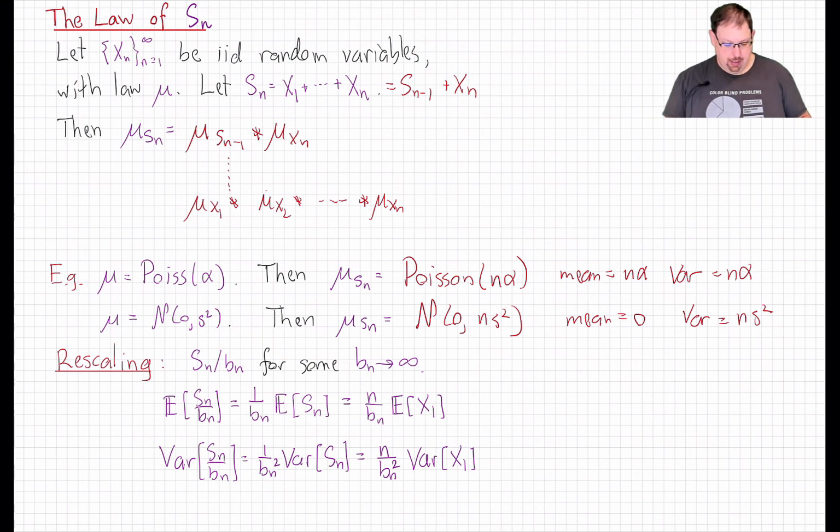Then we can just quickly calculate, of course, that the expected value of this renormalized sum, by linearity, is going to be n over bn times the expected value of any one of the terms in this IID sequence. So indeed, if we want to stabilize the mean, we should take bn to grow linearly with n. But what about the variance?